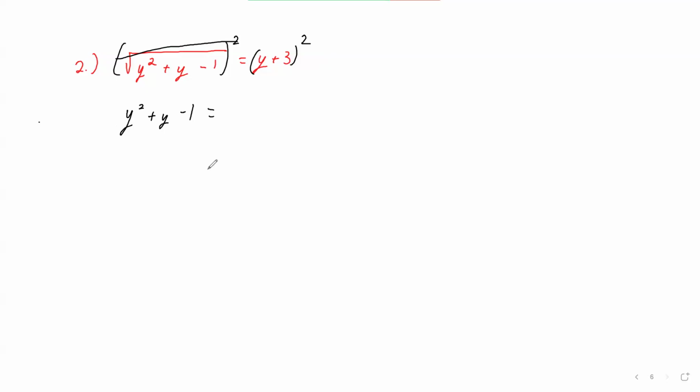Here's where students will also make a mistake, just like always. They're going to try to distribute this square. That's incorrect. And you cannot do that with a binomial. This is y plus 3 times y plus 3. And now you can either FOIL or use the box method.